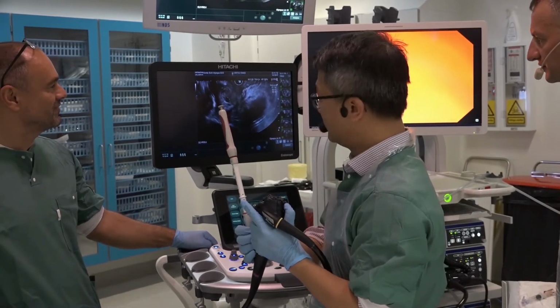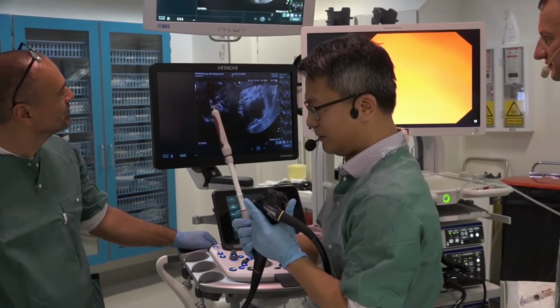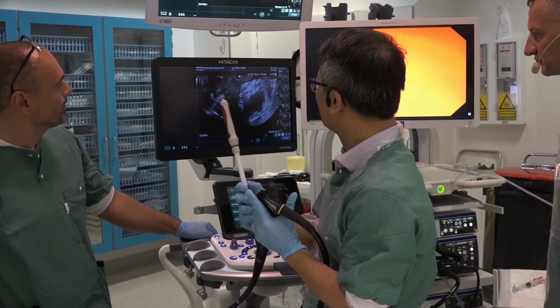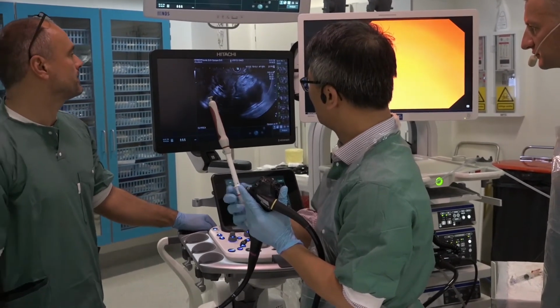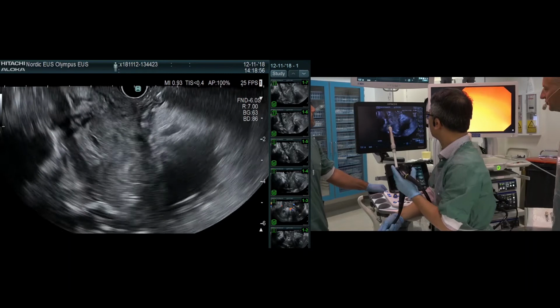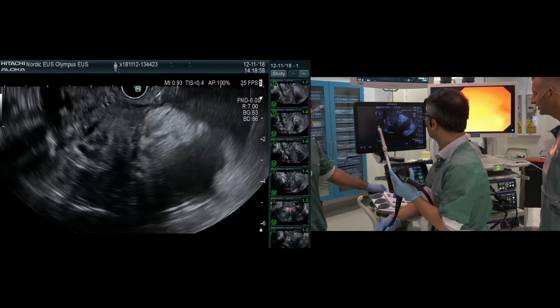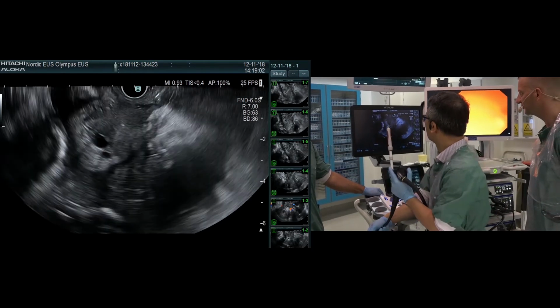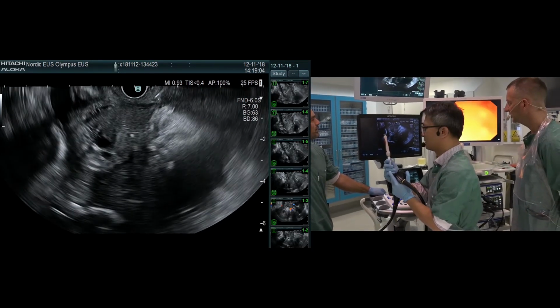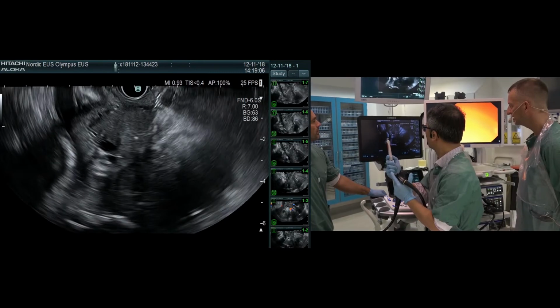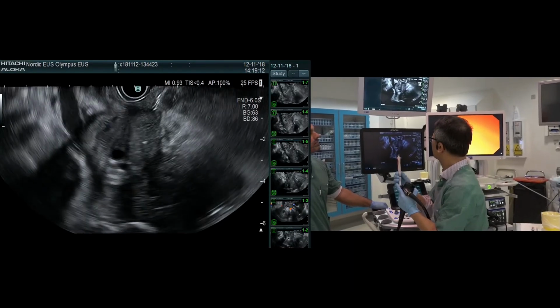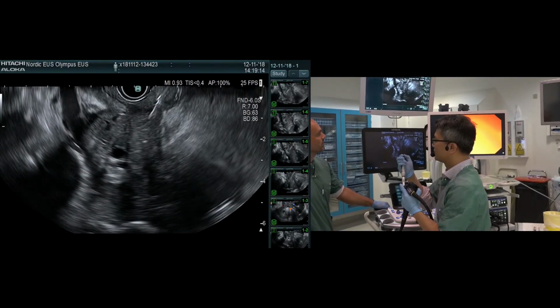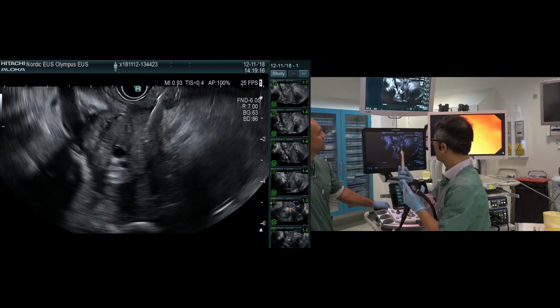Okay, just to make the fight fair, I am back with the Cook ProCore 20. I'm not sure if I heard you well. Were you saying that this was a duodenal tumor? Thomas, can we see the specimen? Yes, I'll try to look. If you could show us the specimen, that would be great.